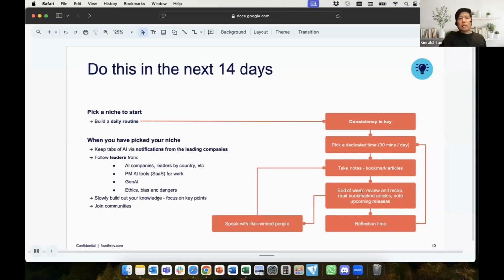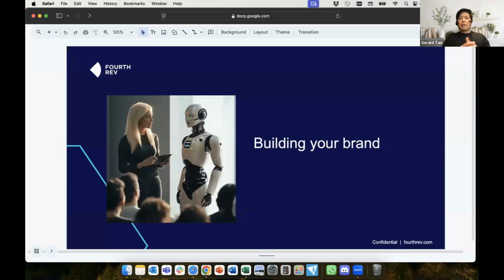And what's important is that you need to also speak with like-minded people. So start by keeping tabs of leading companies and follow the leaders from these companies. Don't follow too many people, just focus on these few for now, okay? And you need to join some communities. I'm going to spend the last section on building your brand. It's a short section, and that's why, but it's impactful, I hope, for you.